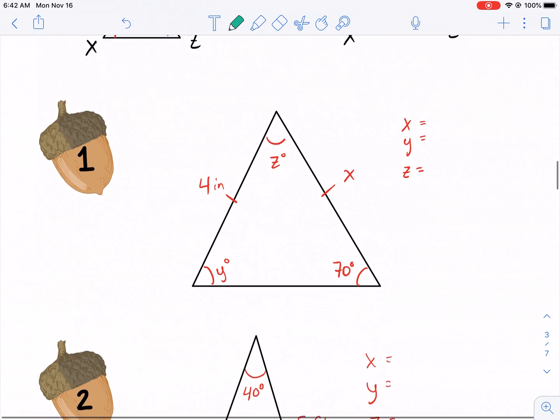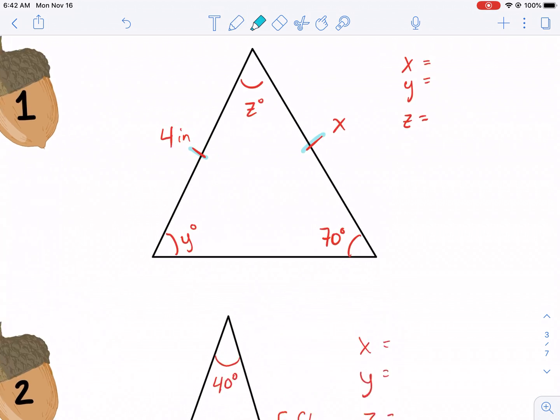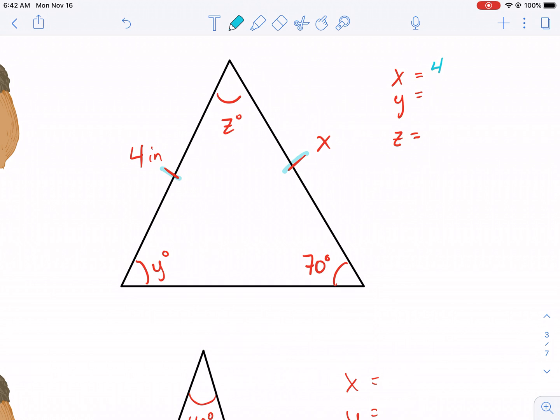Now let's apply it. This is kind of like the best part. Look at these cute little acorns. We have this triangle with some missing information, but we do know that we have congruent sides. So what do we do from here? Well, the first thing is we should easily identify that x is going to be equal to 4 inches, just because it's a given that it's equal. Okay, it's congruent.